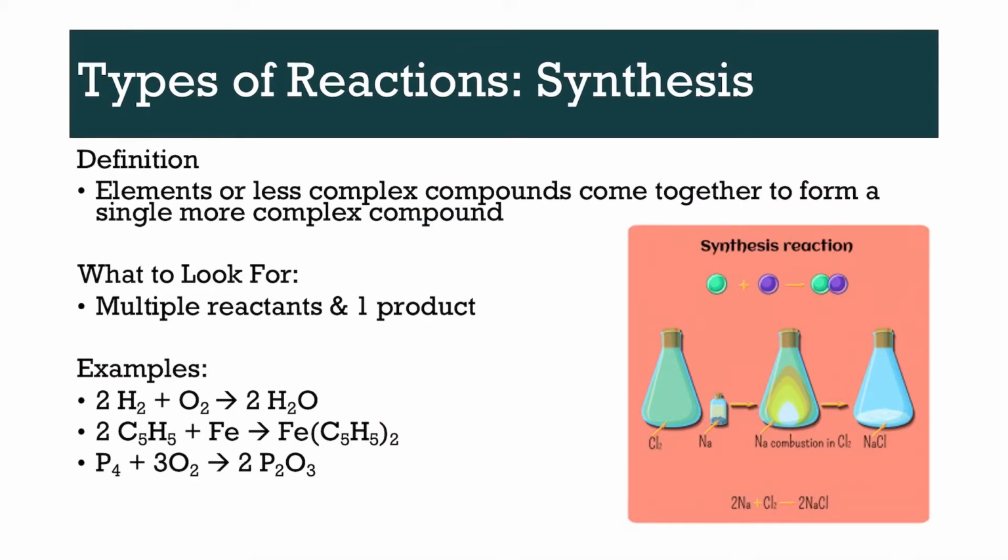So in a synthesis reaction, you have elements or less complex compounds come together to form a single, more complex thing. So in some examples, you have 2 elements come together to make a compound. Small things, a bigger product. So what you should be looking for is multiple reactants. Most of the time it will be 2, and then 1 product. So multiple reactants, 1 product. And that's what you can see in all of this. So that's your synthesis reaction.